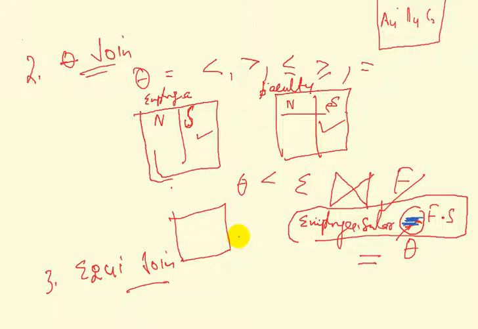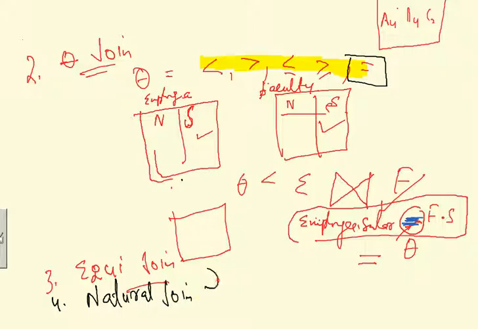One is the Cartesian join. It doesn't check anything, it just joins everything with everything. And we have a theta join, where we can have some condition, and the condition can be any condition out of these, right? But a special type of theta join is the equi join, where the only condition is equal. And the fourth one is what is called the natural join. Natural join is nothing but an equi join.